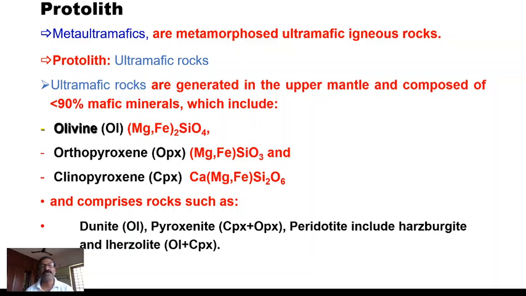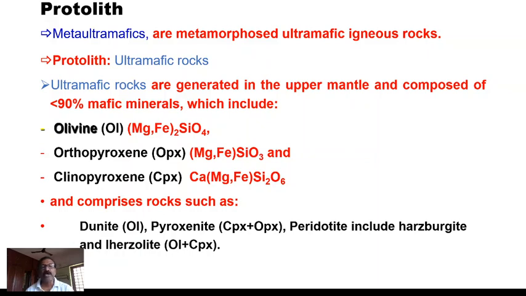Therefore, the protolith of meta-ultramafic rock is ultramafic igneous rocks. What are ultramafic rocks? They are generated normally in the upper mantle and composed of more than 90% of mafic minerals. What are those mafic minerals? One is olivine, second one is orthopyroxene, third one is clinopyroxene. These are the major mafic minerals present in the ultramafic rocks.